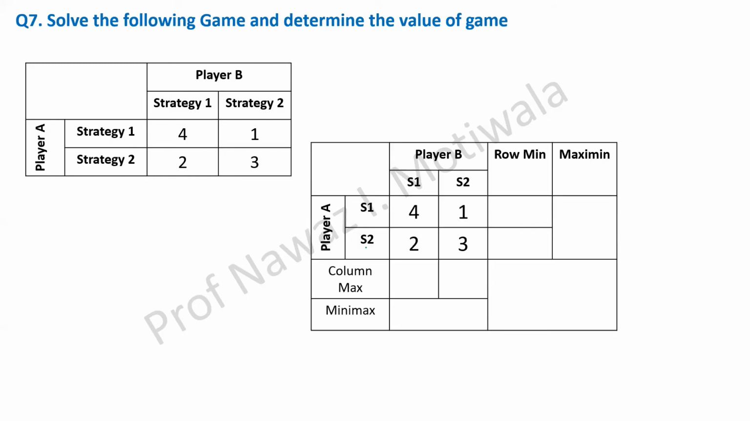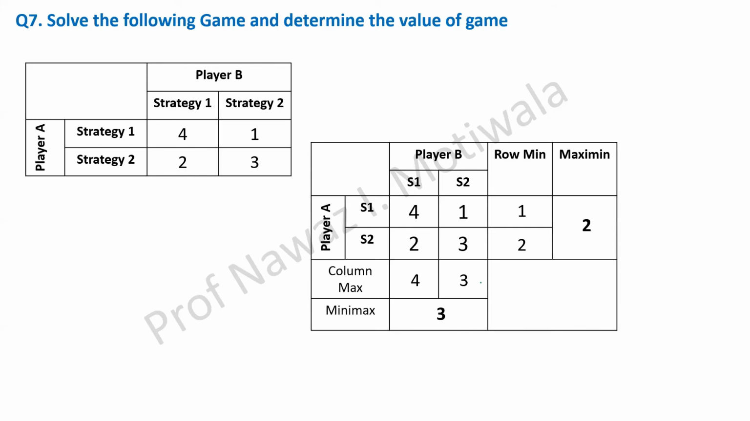by making 2 columns and 2 rows extra. In the first row the minimum value is 1. In the second row the minimum value is 2, and out of these the maximum is 2. So I will write 2 here. Going from the column side, 4 and 2, the maximum value is 4. The maximum value is 3. The minimum of these two is 3.